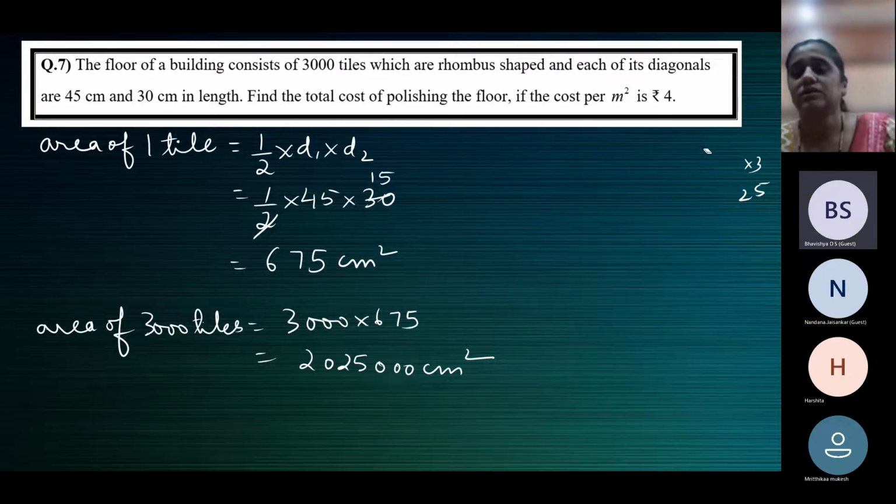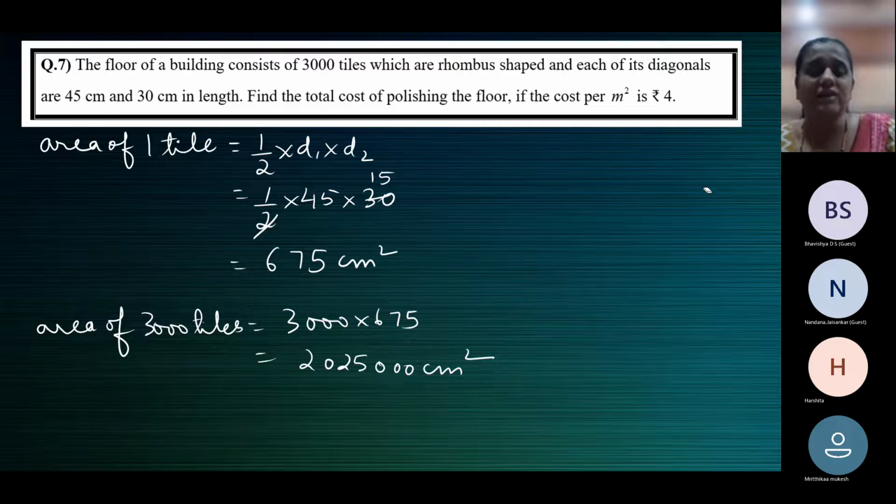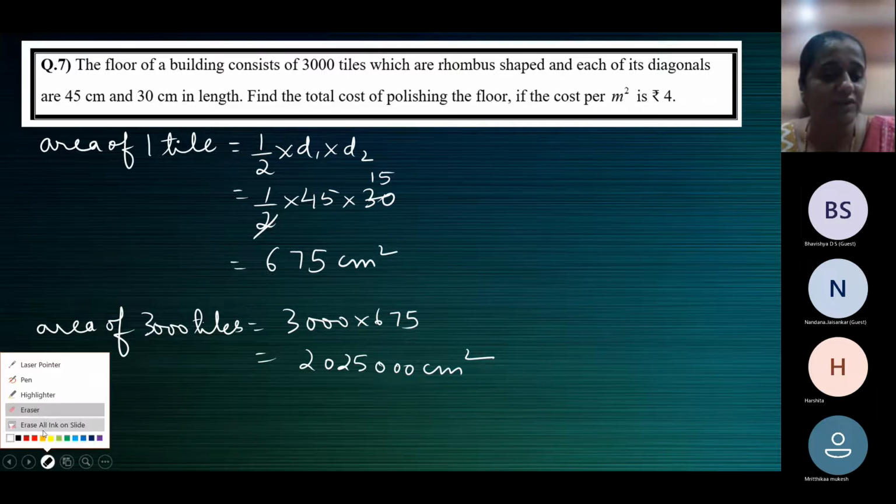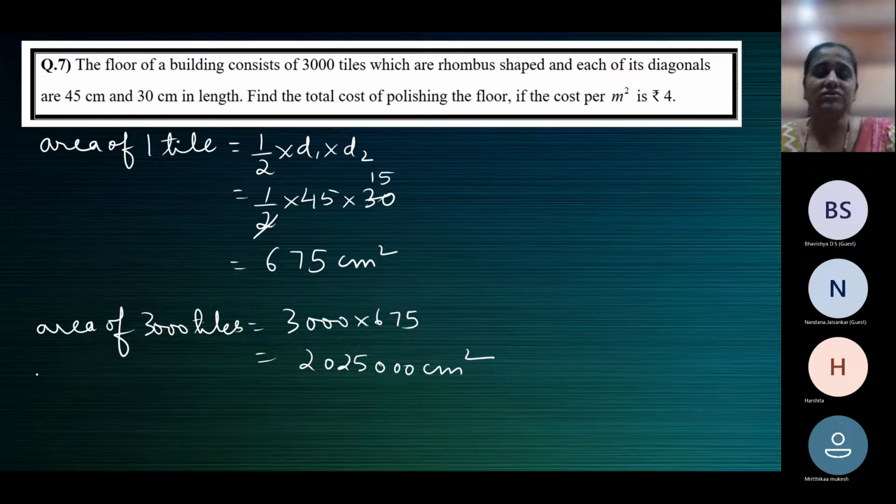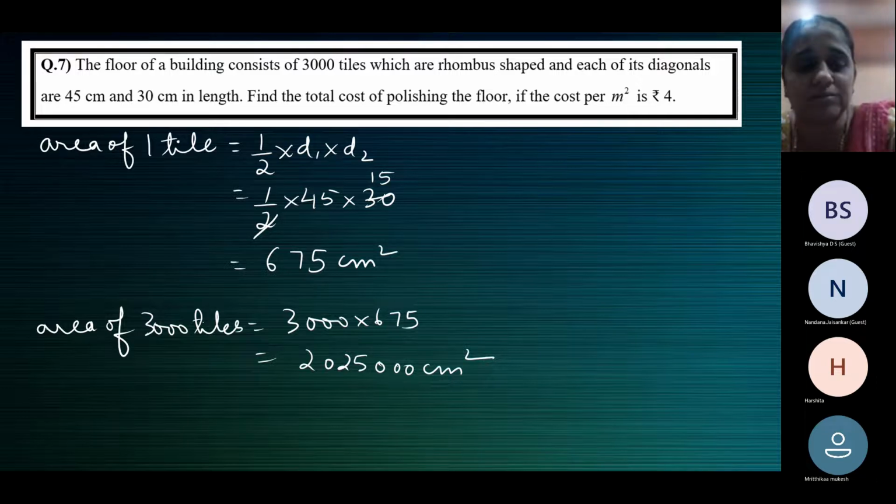Yes, ma'am. So the area of one tile, why are we using the formula half D1, D2? Because it's given that it's a rhombus shaped tile, and we are given the diagonals of the rhombus. So half D1, D2 will give us the area of the rhombus shaped tile. Like this, we are using 3000 tiles. So 3000 into 675 will be the area of all the 3000 tiles.